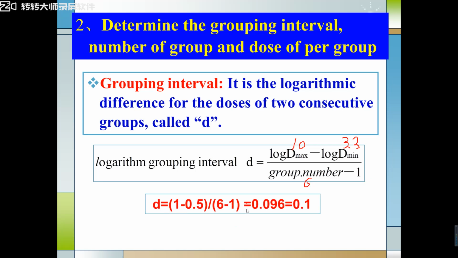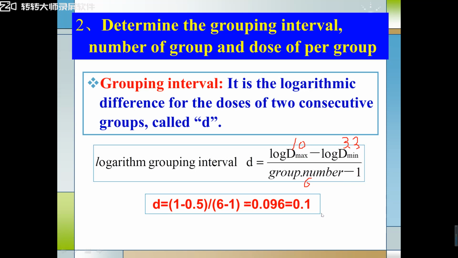D equals 0.096. And we want to round this one to 0.1. So the value of D is 0.1. Later, we will use this D value to calculate LD50. The second step of Kärber's method to calculate LD50 is to determine the grouping interval.